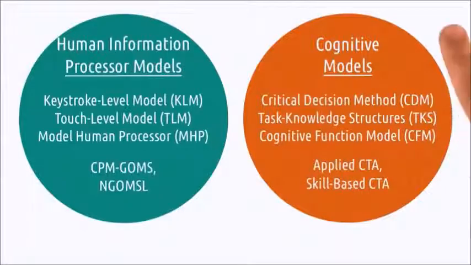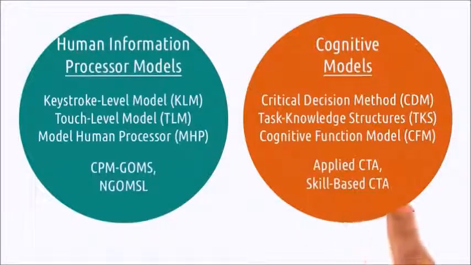More along the lines of cognitive models, there exist other methods as well, like CDM, TKS, CFM, applied cognitive task analyses, and skill-based cognitive task analyses. CDM puts a focus on places where critical decisions occur. TKS focuses on the nature of humans' knowledge. CFM focuses on complexity. ACTA and skill-based CTA are two ways of gathering the information necessary to create a cognitive model.